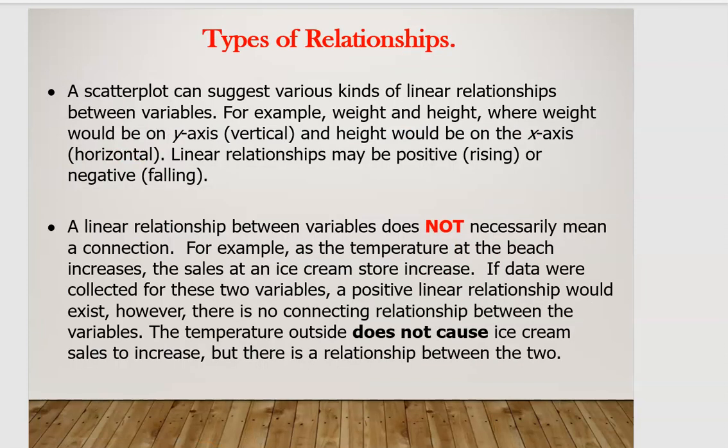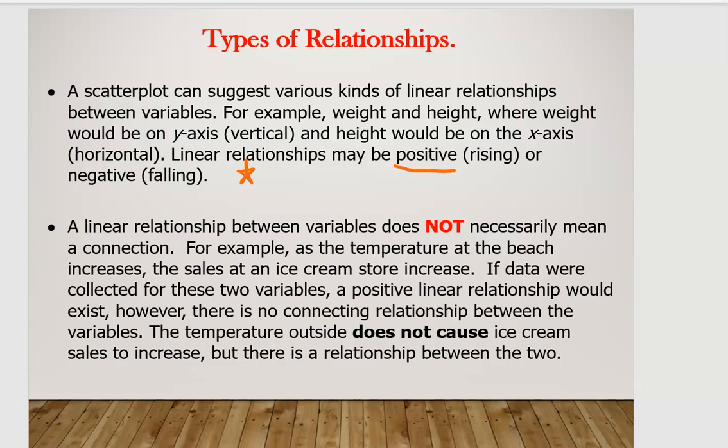There are different types of relationships that we're going to be identifying in a scatter plot. There are relationships for pretty much anything you can think of. For example, height and weight, where weight would be on the y-axis and height could be on the x-axis. And there are different types of correlations that we can see within those scatter plots.